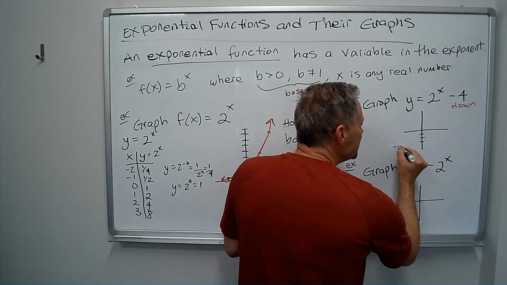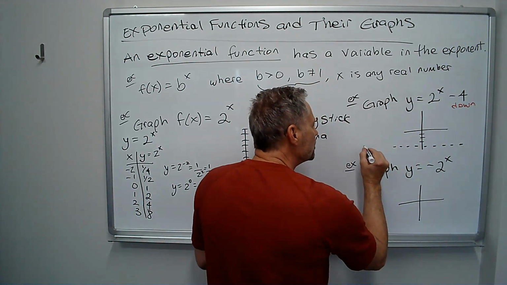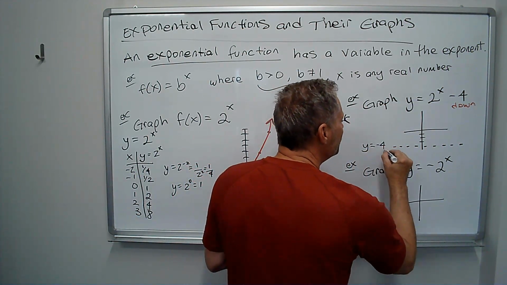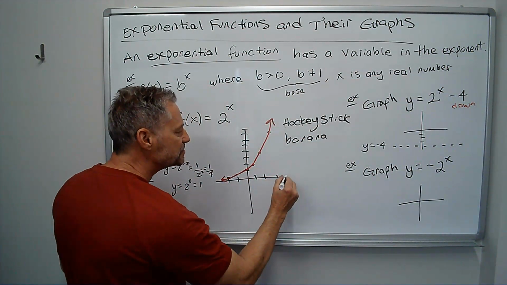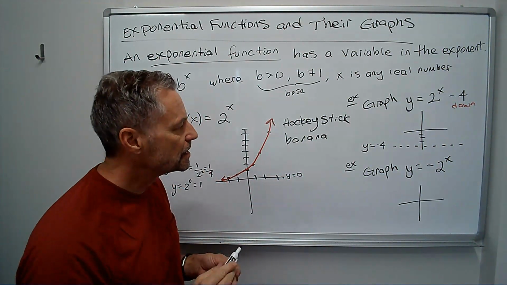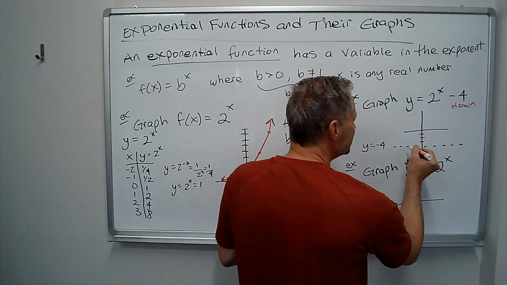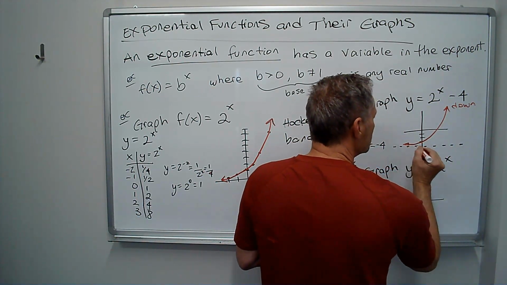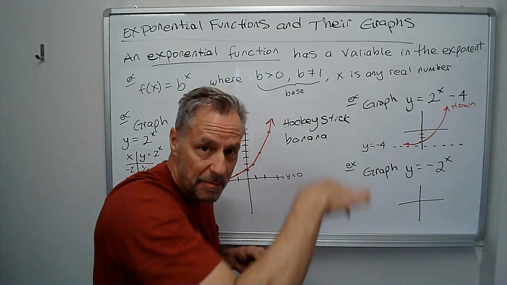Now, there's going to be a horizontal asymptote at y equals negative 4, because it moved down 4. This asymptote was at y equals 0. But the graph's going to look the same. It's got that same shape. It goes through here. Instead of going through 1, it goes through negative 3, because I moved it down 4.